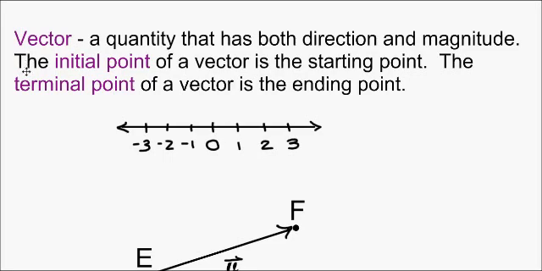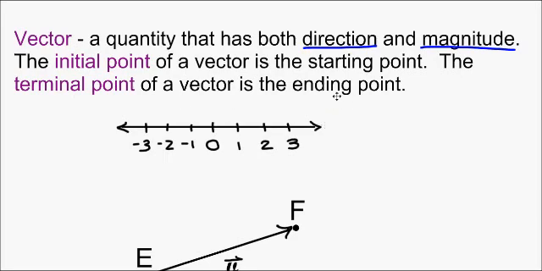And since we're talking about translations, we'll also be talking about vectors. A vector is a quantity that has both direction and magnitude. The initial point of a vector is the starting point. So initial is where you start, and the terminal point is the ending point.